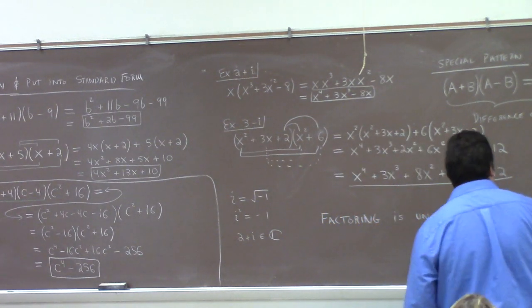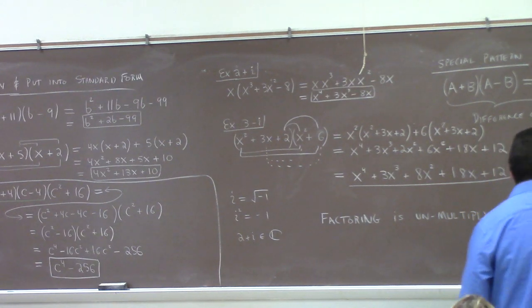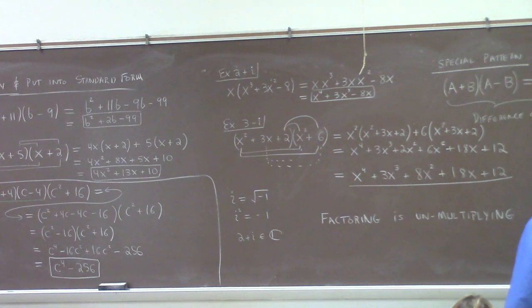So generically speaking, if you can take p of x, a polynomial, and you can break it into f of x times g of x, where these are both polynomials, then this is called factoring. So you can take a given polynomial and break it into a product of two polynomials. If you can do that, that's factoring.